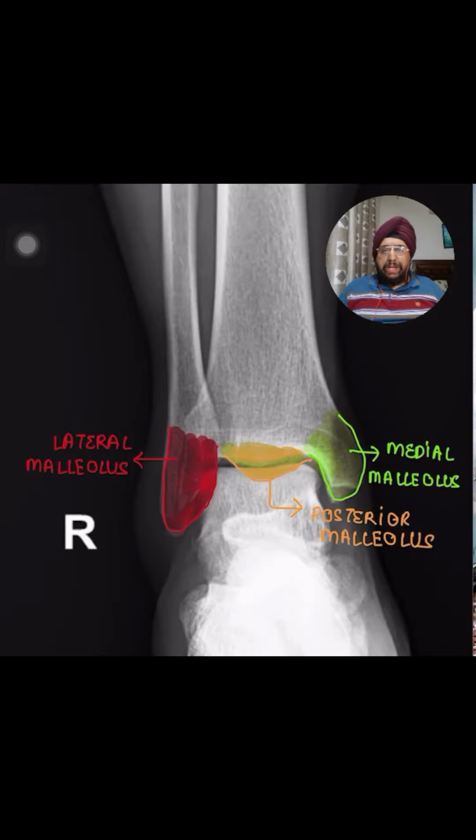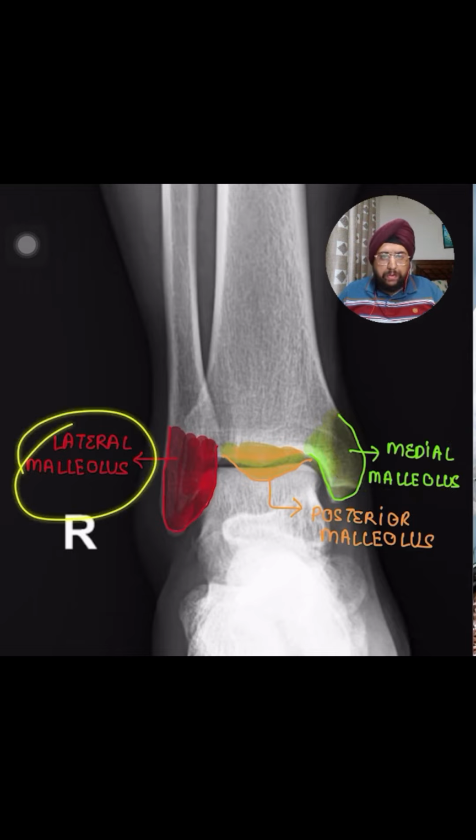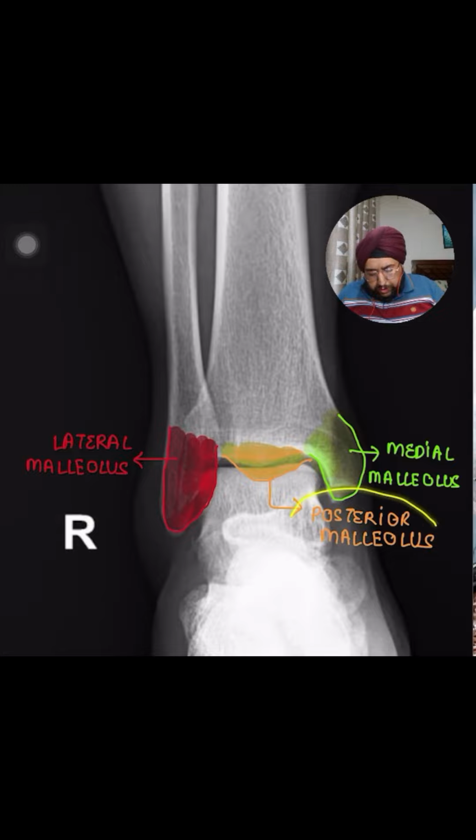There are a total of 3 malleoli in the region of the ankle joint. We have the medial malleolus, which is seen at the distal end of the tibia. Then we have the lateral malleolus, which is seen at the distal end of the fibula. And there's a third malleolus, which is not very well visualized on the AP view. It's better visualized on the lateral view. It is the posterior malleolus. It's also present on the distal end of the tibia.